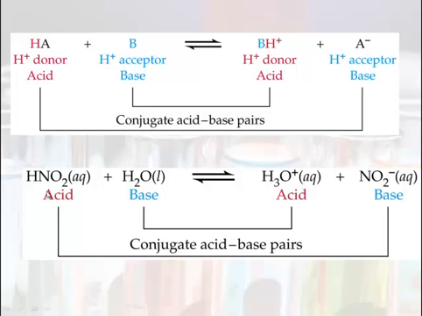The difference between the acid and its conjugate base is that it's lost one hydrogen, and the difference between the base and the conjugate acid is that it's gained one hydrogen. And that's the only difference between conjugate acid-base pairs.